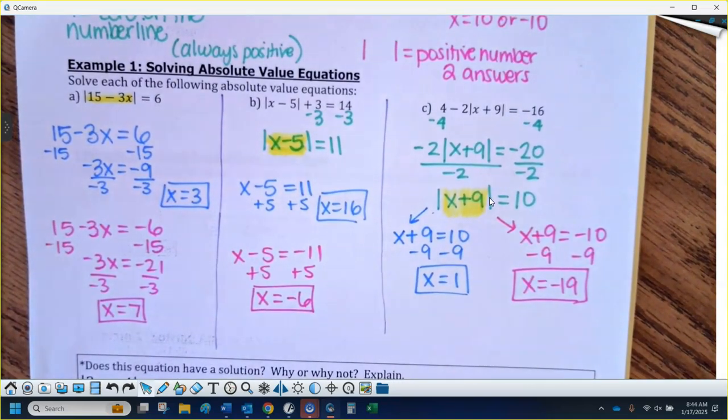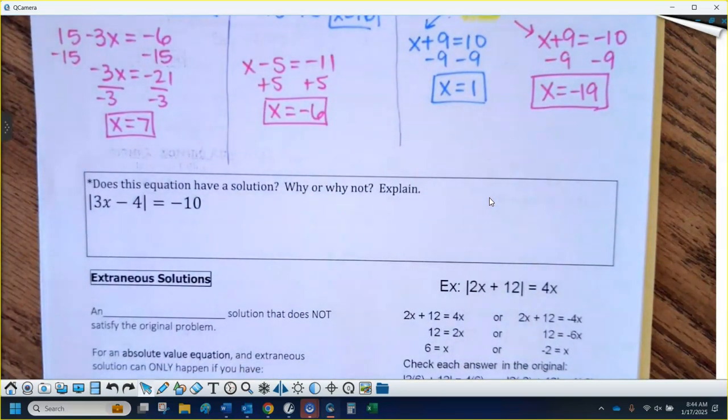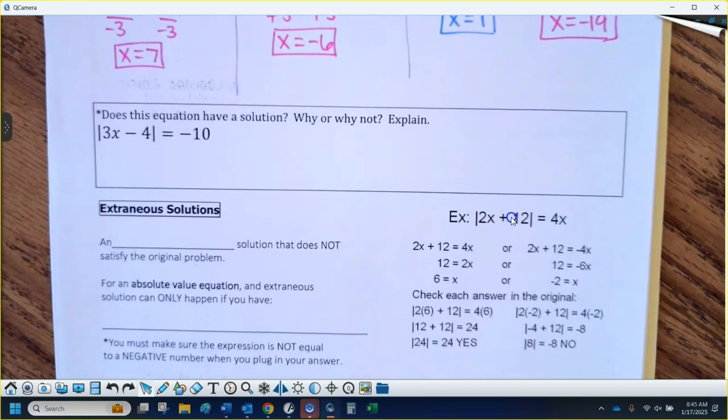Okay, now, let me have you guys look at this question. It says, does this equation have a solution? So I have 3x minus 4 in an absolute value, and that equals negative 10. I'm kind of like separating this from the other problems here. Does anybody know why I'm doing that? Like, what's wrong with that equation? I got an absolute value equal to negative 10. It's negative.